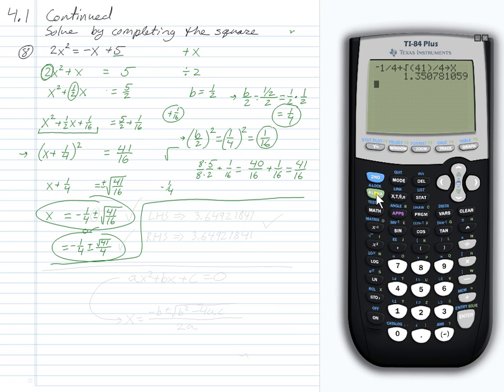Alright, so now I need to type in the left-hand side, 2x squared. And remember, I'm going all the way back to the original equation. So my left-hand side evaluates to 3.64921841. My right-hand side, with that x value, evaluates to, let's type in negative x plus 5. Exactly the same thing.